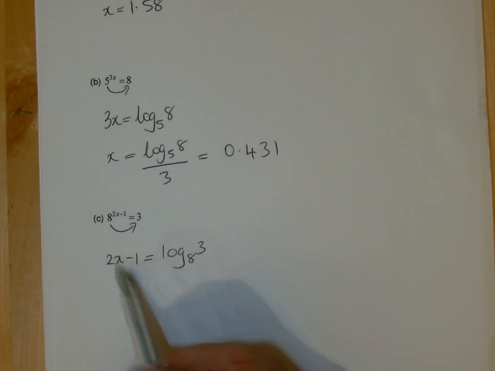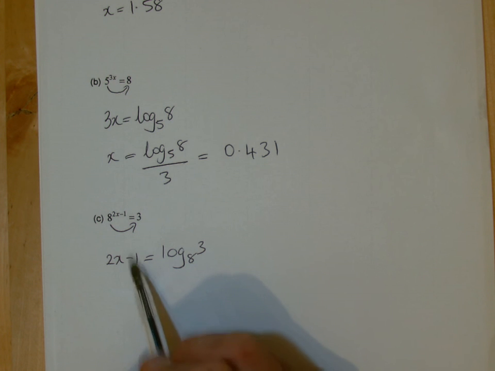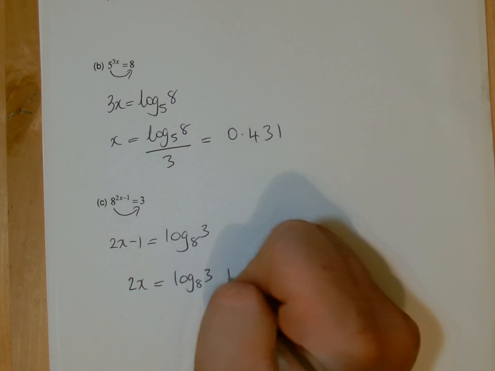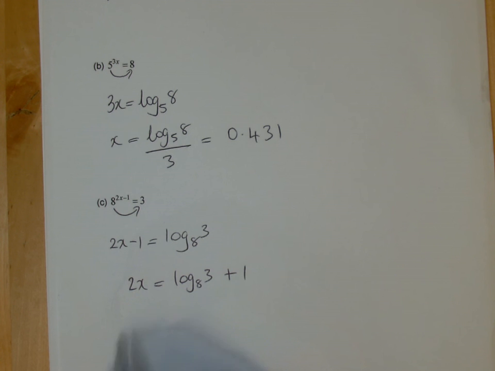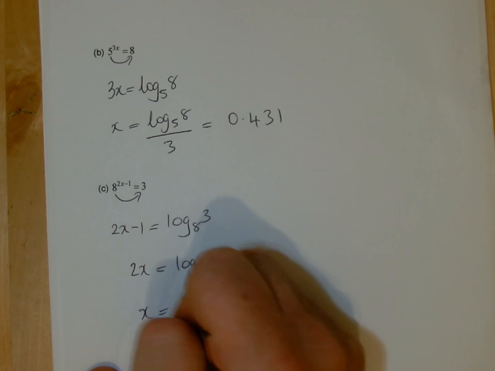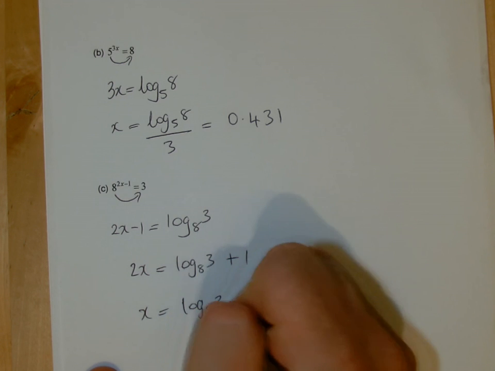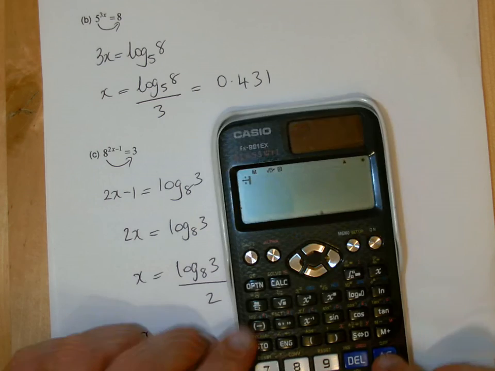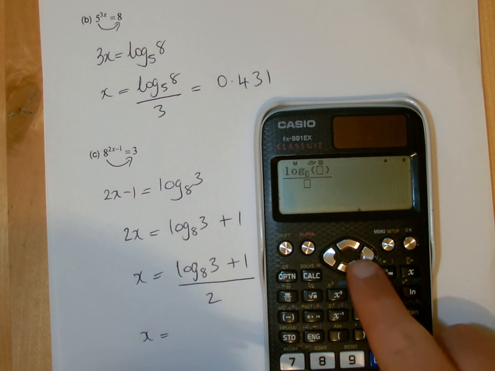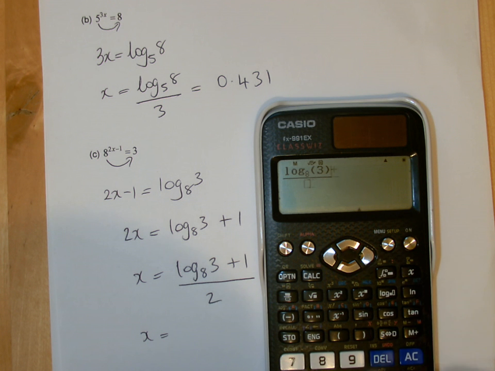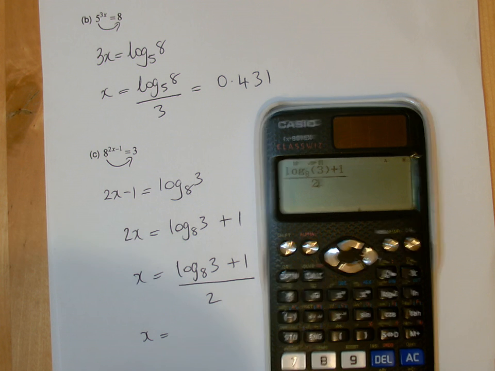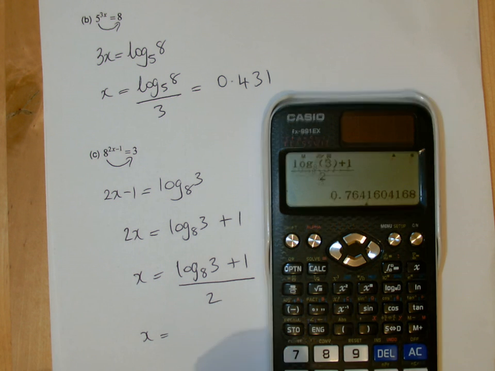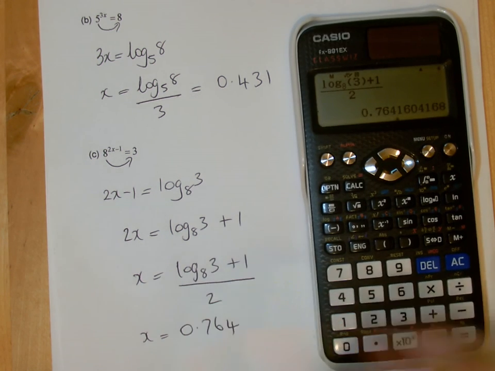Before I type that in, I'm going to manipulate this so I can get x equals. So take that minus 1 over. Rewrite this as 2x equals log to the base 8 of 3, and of course it becomes plus 1, because that minus 1 goes over, becomes plus 1. Deal with the 2, so it'd be log to the base 8 of 3 plus 1, and you divide the whole thing by 2 when you take that 2 over the other side. You can do all this in one go on your calculator: log to the base 8 of 3 plus 1, all over 2. If I've done that right, you get 0.764 to 3 significant figures.